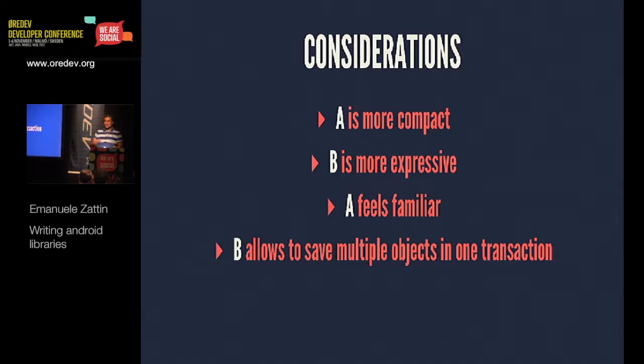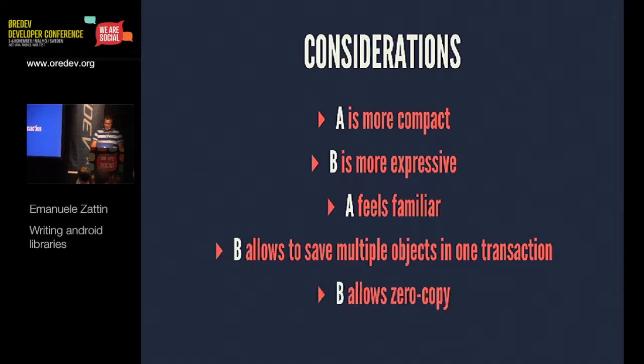B allows you to save more than one object in the same transaction. If you have the save method, then you have to call the save method for every single object. And transactions are not cheap. Both opening and committing a transaction can be a quite expensive operation. So if you can batch some operations, that's actually a good thing.